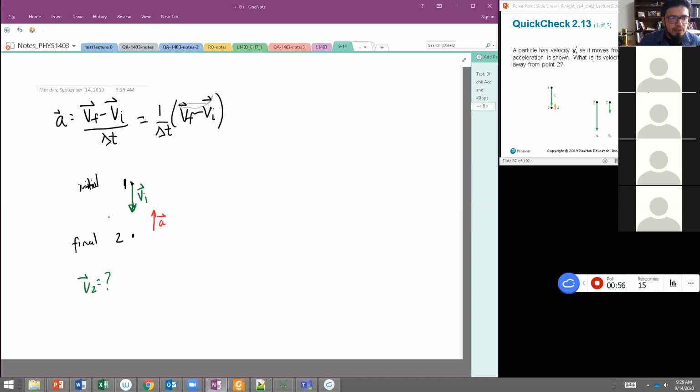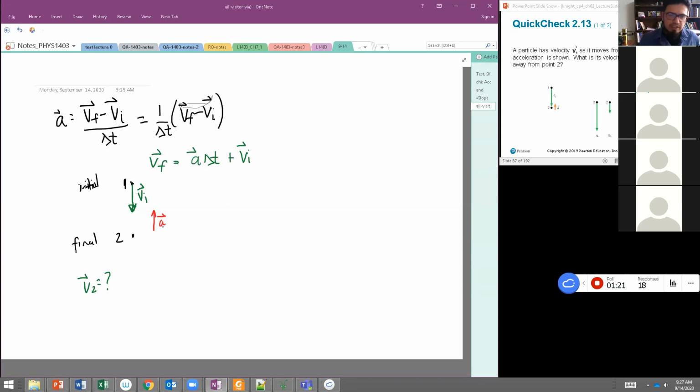Well, mathematically, you can rearrange this to solve for the final velocity. You could do that. So it'll be some acceleration times this factor of delta t, plus initial velocity, is going to give you the final velocity. That's one way, certainly, of looking at it.